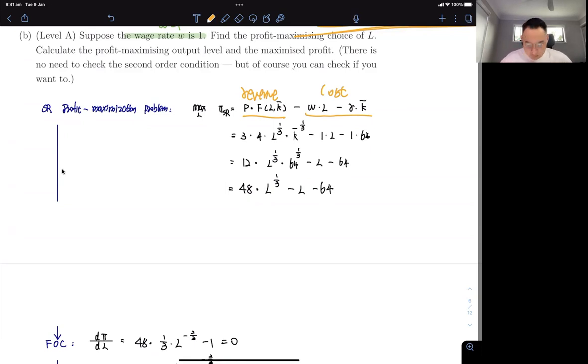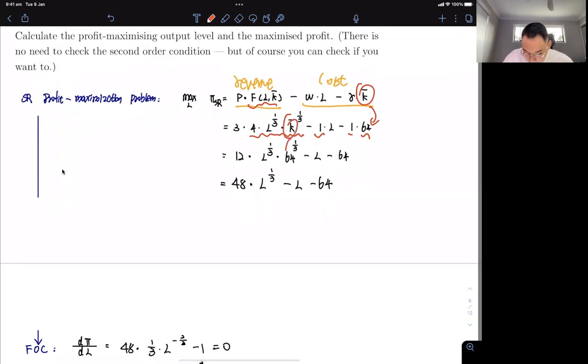So just plug in the values now. P equals 3, which is given, times the production function, 4 times L to the power of 1/3 times K bar to the power of 1/3, because K bar equals 64. Minus the wage, which is 1, times L, minus R, which is 1, times K bar, which is 64. Plugging in the numbers, this becomes 12 times L to the power of 1/3 times 64 to the power of 1/3 minus L minus 64.